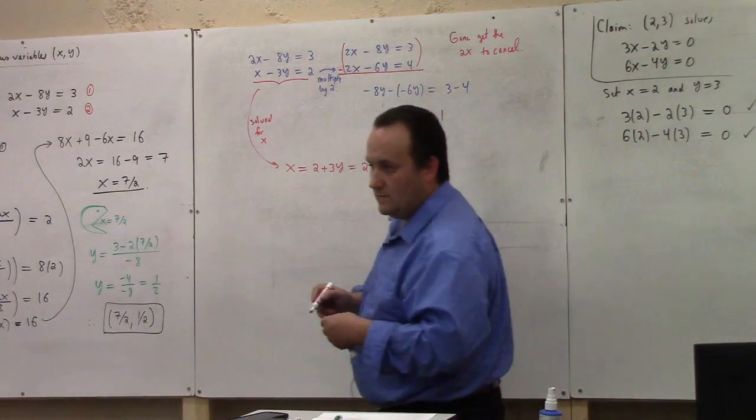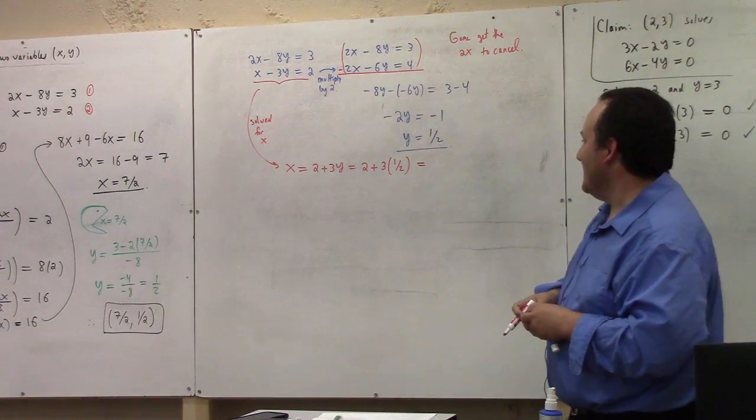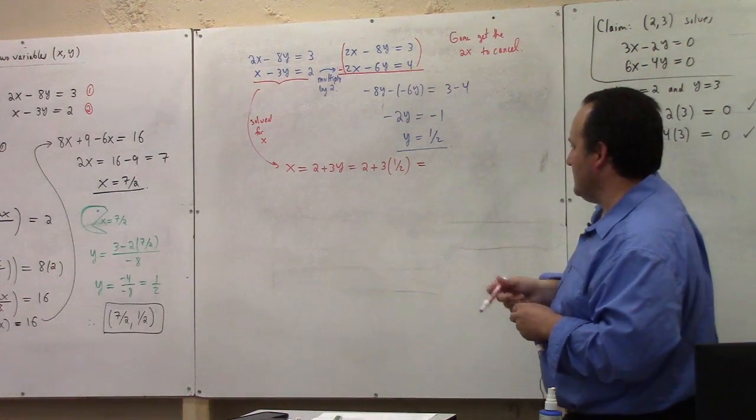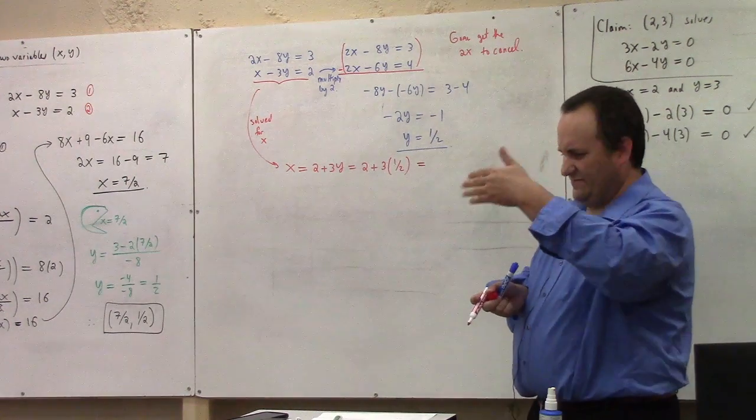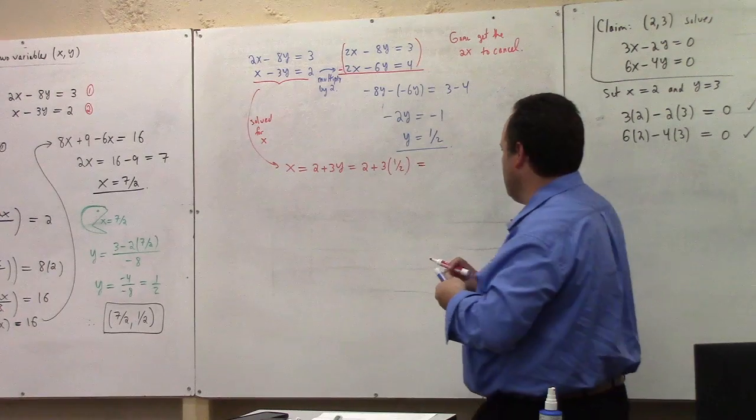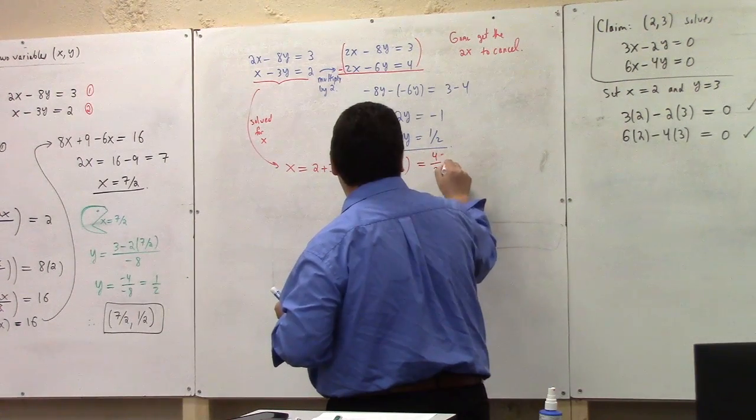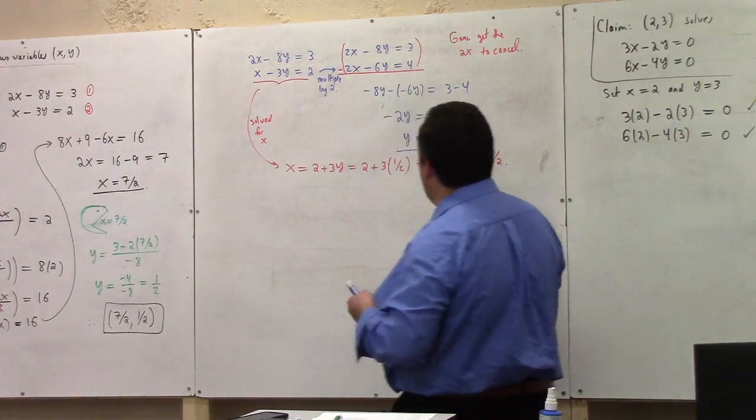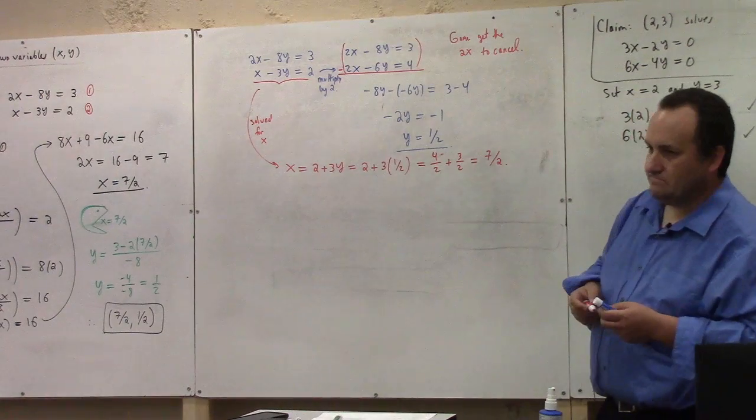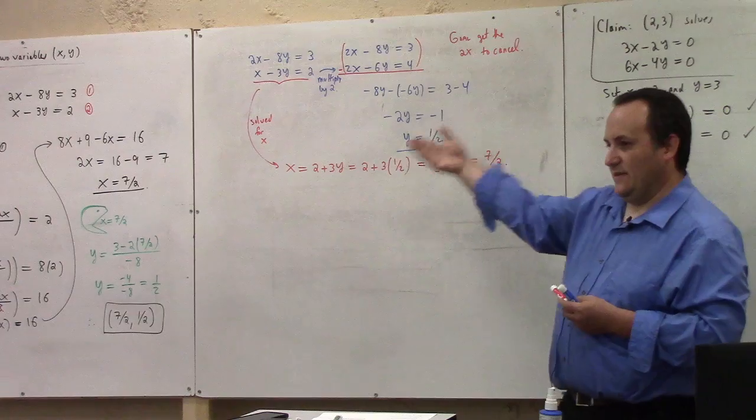Very good question or comment. I'll allow both. So what's 2 plus 3/2? That's 4 halves plus 3 halves, 7 halves, right? So, of course, again we find that same solution.